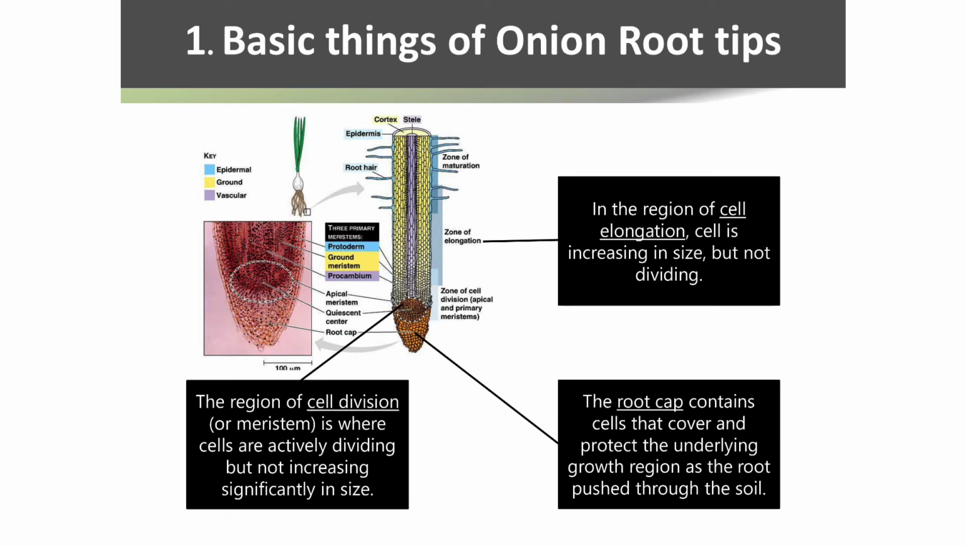Before we start, I will explain the basic structure of onion root tips. In all kinds of onion, root tips are separated into three different zones, which are the zones of division, elongation, and maturation. At the tip of the root, you can see the root cap. This area contains cells that cover and protect the underlying growth region as the root pushes through the soil.